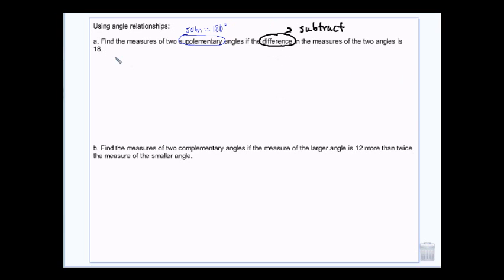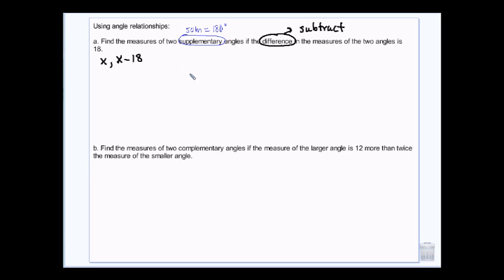So if I say one angle is x, what is the other angle going to be? Well, it's gonna be x minus 18. Or you could use x plus 18 if you want to do that. The difference is 18, so if x is the large one, then x minus 18 will be the smaller one. If x is the small one, then x plus 18 would be the large one. Do you see how that would work?